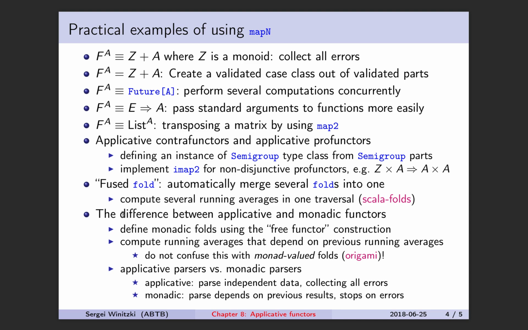Now, monadic operation, on the other hand, would be such that we depend on the previous results in order to compute the next iteration of the fold. And so, for example, we could compute a running average that depends on the running average that we just computed previously. So we can combine folds together, but each new iteration would depend on the previous accumulated result. So that would be a monadic fold. So let's see how that works.